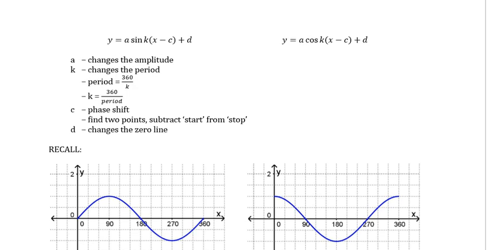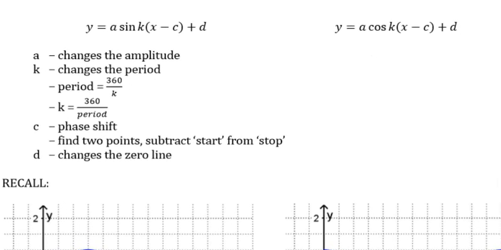Okay, let's move on. We got a lot to do here. So there's our 2 parent functions. The A, the K, the C, and the D. It's the same for sine and cos. A tells us the amplitude. That's the amplitude. And it's also whether or not the curve is reflected. K is the change in period.